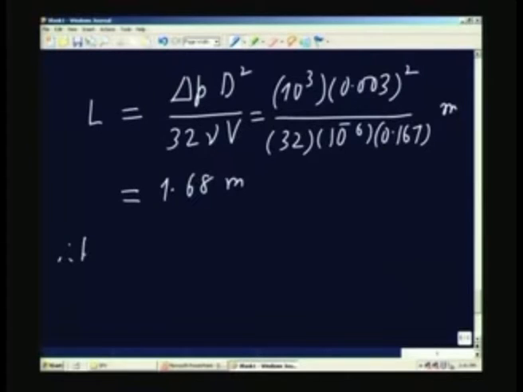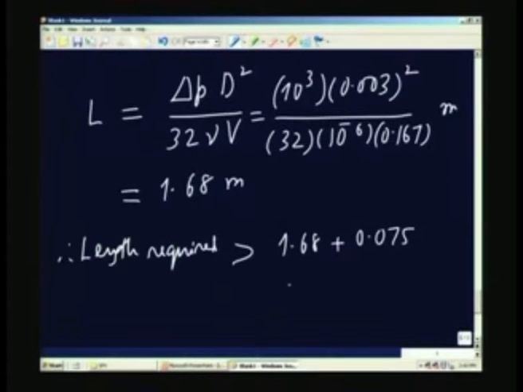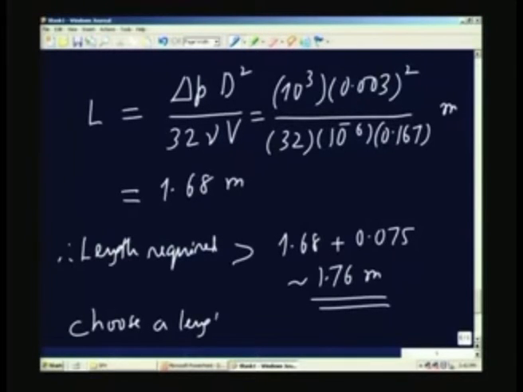Therefore, the tube length required is greater than 1.68 plus 0.075, something like 1.76 meters. Actually, one could choose a length of 2 meters, which is the standard length available from the manufacturer. 2 meters is the standard length, so you can take a 2 meter length of the tube.